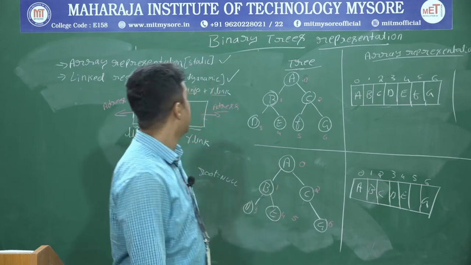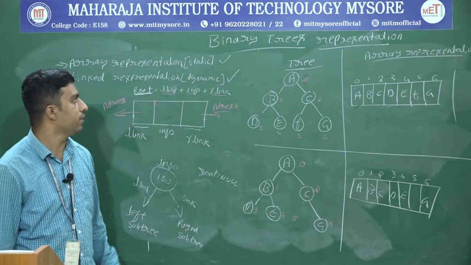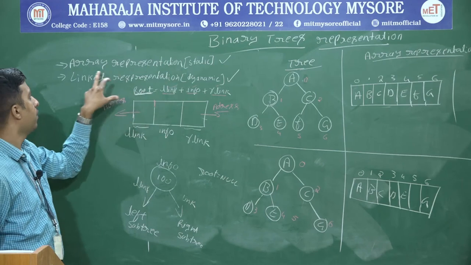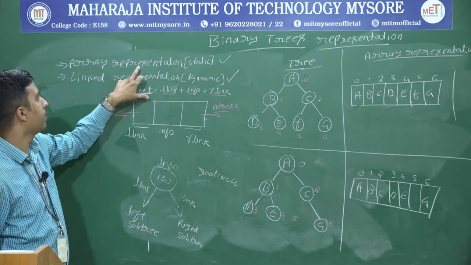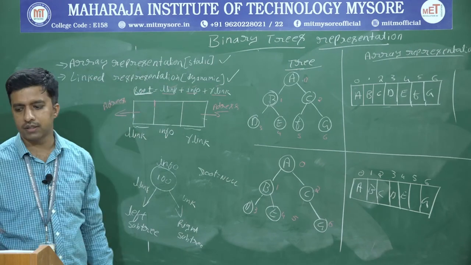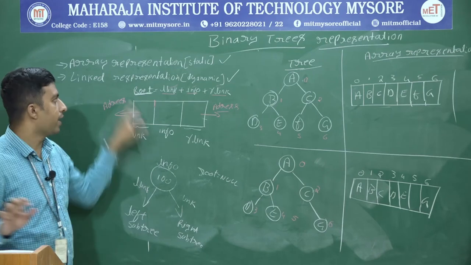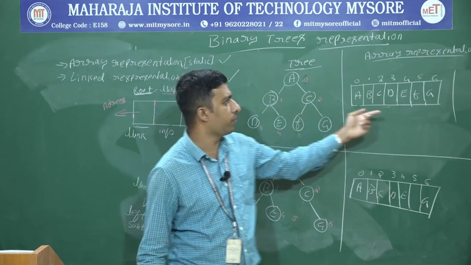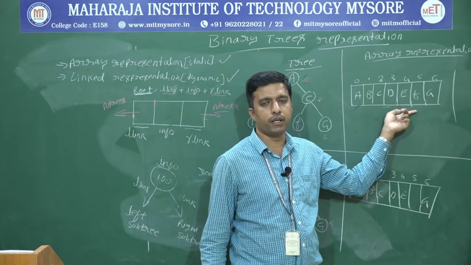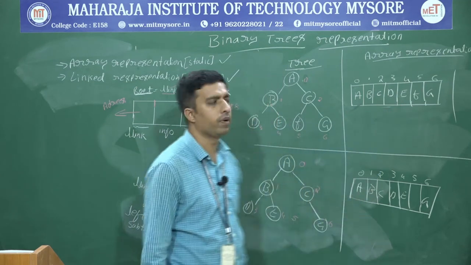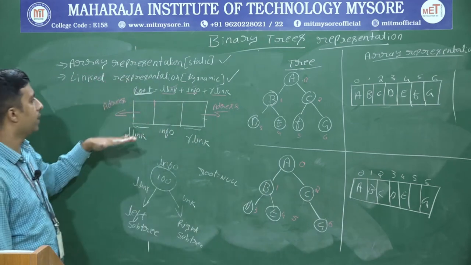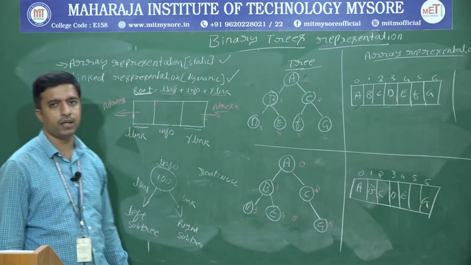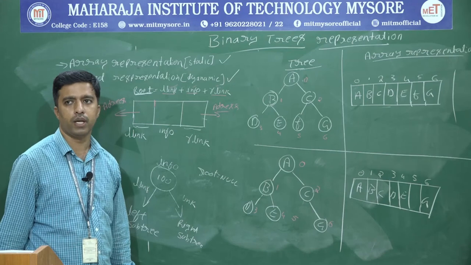This is the binary tree representation. We have two methods of representing a binary tree: array representation and linked list representation. Array representation is static. Why? Because if you want to include one more node, you have to reconstruct the array once again. For that reason it is static. Linked list representation is dynamic; you can increase your trees to any extent.